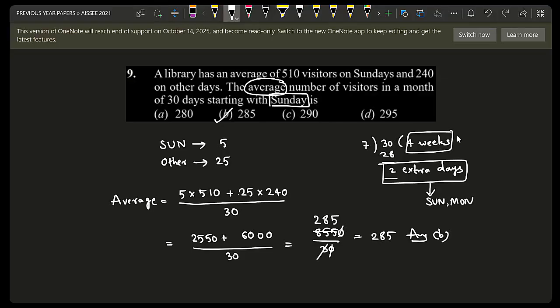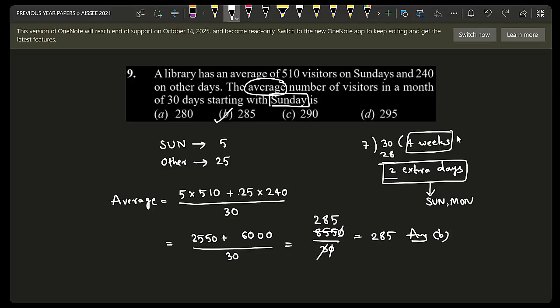Sir, 2. That means 4 full weeks are there and 2 extra days are there. In those 4 full weeks, every week contains a Sunday. And in those extra 2 days, it will start with Sunday. Sunday and Monday are the extra 2 days. So in 4 weeks, 4 Sundays are there. And in those extra 2 days, 1 Sunday is there.